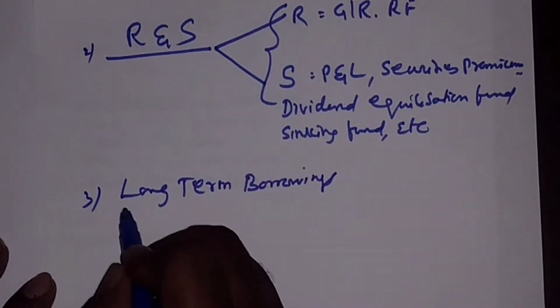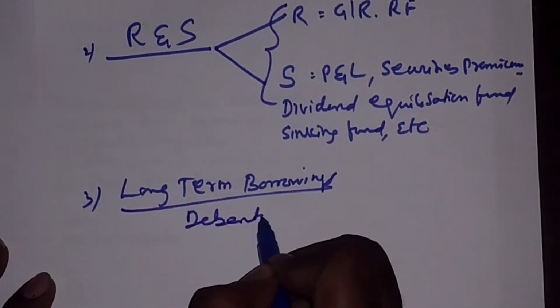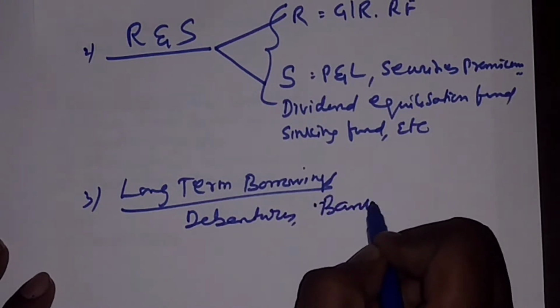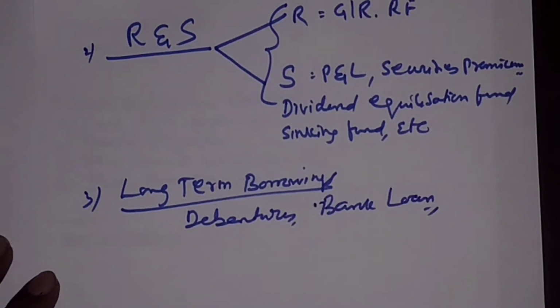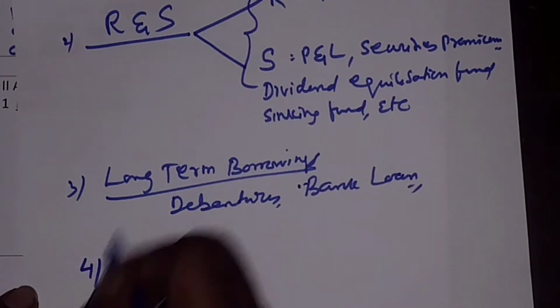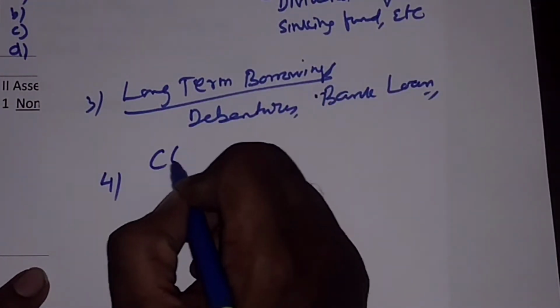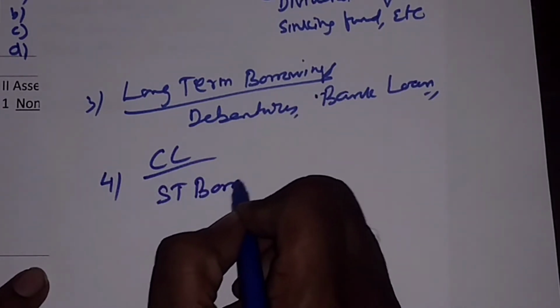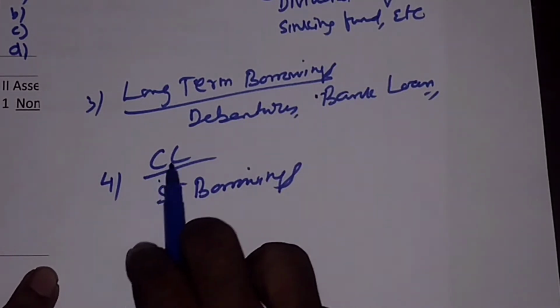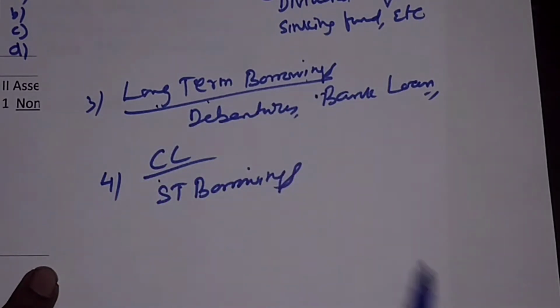After that, long-term borrowings. This includes debentures, and any bank loan for a long period of time. It includes the mortgage loan also. Next, under current liabilities, short-term borrowings. Any borrowing which has to be paid in less than 12 months is called a current liability. Anything which we pay after more than 12 months, we call long-term borrowings.